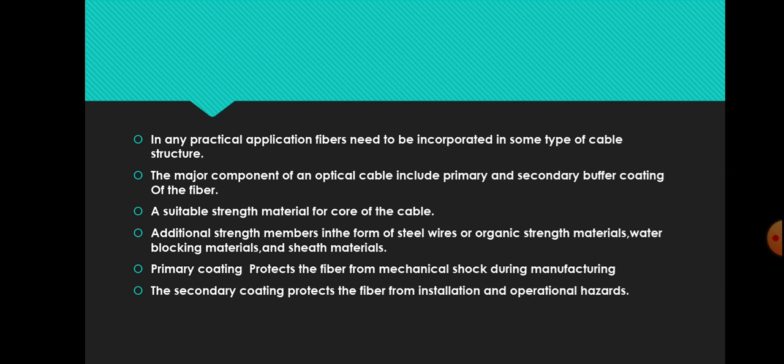primary and secondary buffer coating of the fiber. Also, a suitable strength material for the core of the cable is needed, and additional strength materials in the form of steel wires or organic strength materials, water blocking materials and sheath materials are additional requirements. The primary coating protects the fiber from mechanical shock during manufacturing, and the secondary coating protects the fiber from installation and operational hazards.